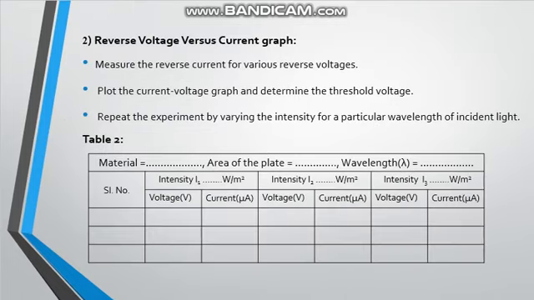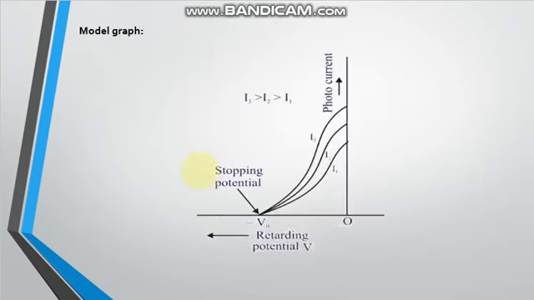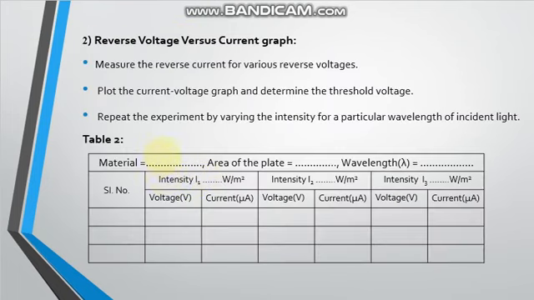And the second part of this experiment is to draw the reverse voltage versus current graph. To measure the reverse voltage and current, we have to take this tabular form. In this tabular form, we select a material. That material is fixed, the area of the plate is also fixed, and the wavelength is fixed. In the previous tabular form, the intensity was fixed, but here the wavelength is fixed. Here the intensity changes.